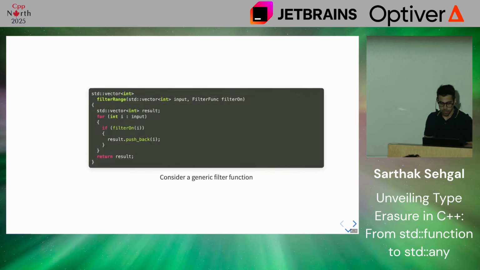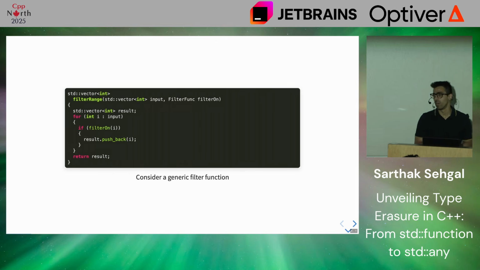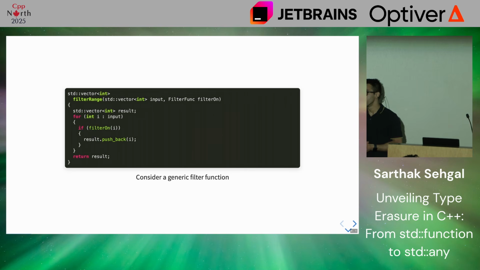So let's get started. Imagine you're building your own library, and you want to provide the clients of this library with a filter range method. This is quite a simple method. It takes in a vector of integers as an input, a function to filter this input vector on, and returns an output vector, which is the filtered vector. All it does is iterate over this input vector and apply the filter function. If it returns true, it pushes the element into the resulting vector and returns that output.